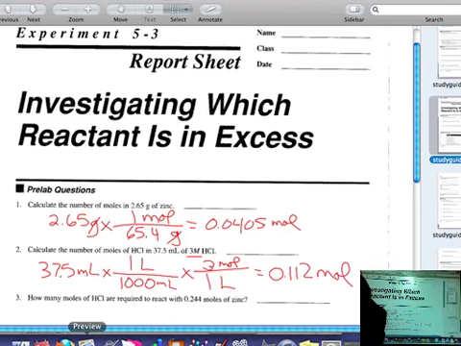How many moles of hydrochloric acid are required to react with 0.244 moles of zinc? Now, when a question asks how many moles of this are required to react with that, think about it in terms of a mole ratio. How many of this for how many of that? I'm going to give myself a little more room and clear this out. You can write it down, pause me if you need to.